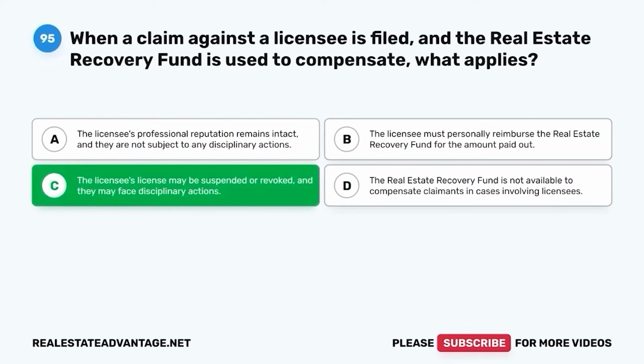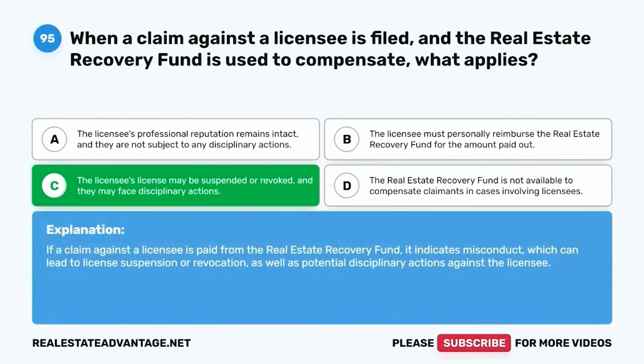The correct answer is C. The licensee's license may be suspended or revoked, and they may face disciplinary actions. If a claim against a licensee is paid from the Real Estate Recovery Fund, it indicates misconduct, which can lead to license suspension or revocation, as well as potential disciplinary actions against the licensee.